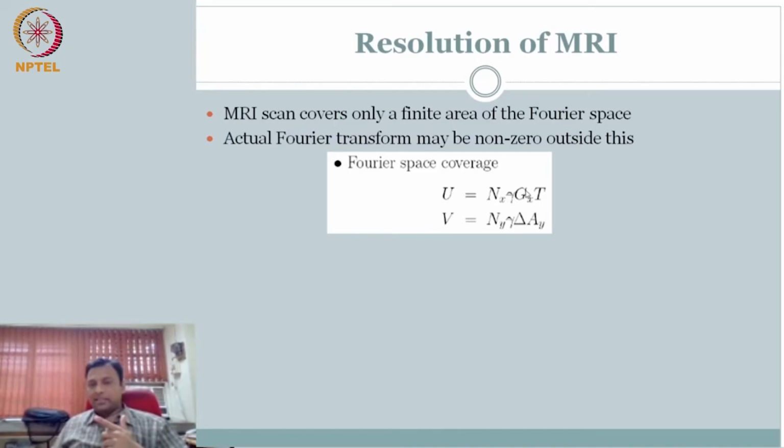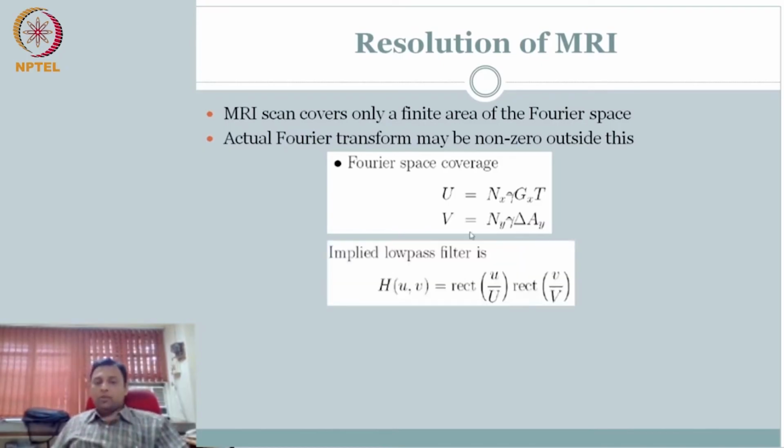So if you have gamma Gx, this becomes a frequency quantity. You have nx samples, each with a time period t. So nx times t is the total time period of data acquisition, converted to frequency. Likewise, you have your V in the phase direction: ny times delta Ay times gamma. That Gy is actually there in your Ay in the previous slide if you flip back. So what is this saying?